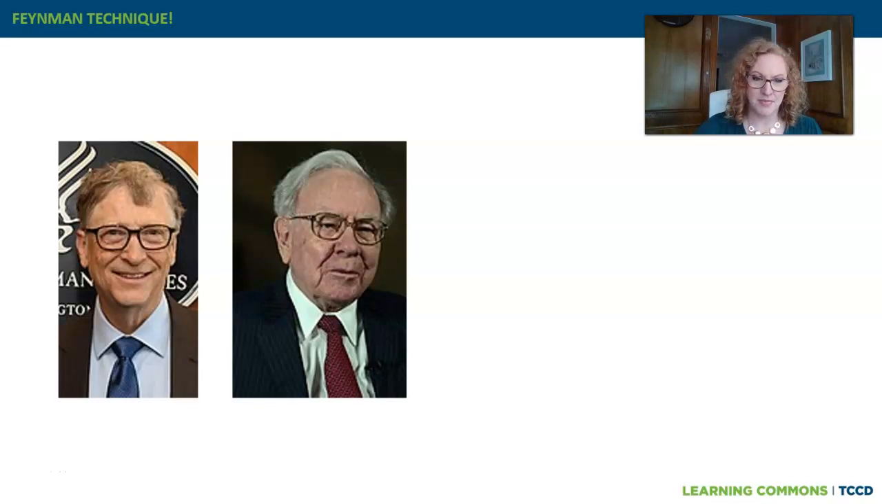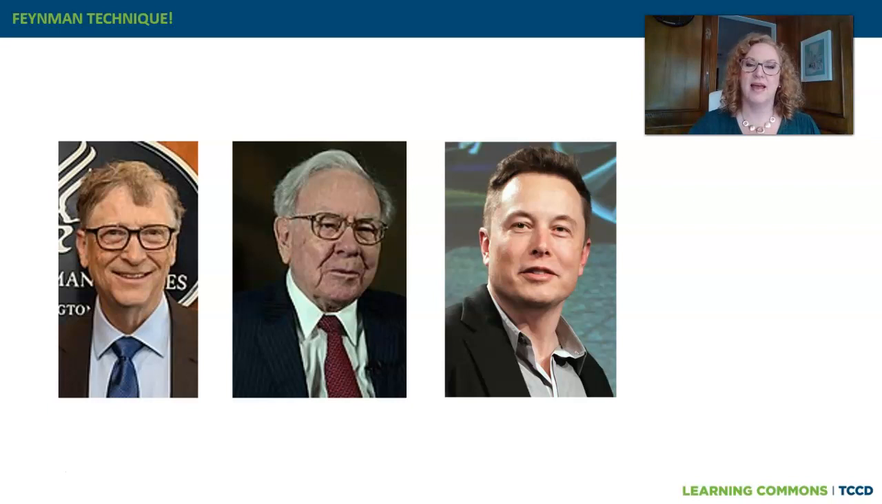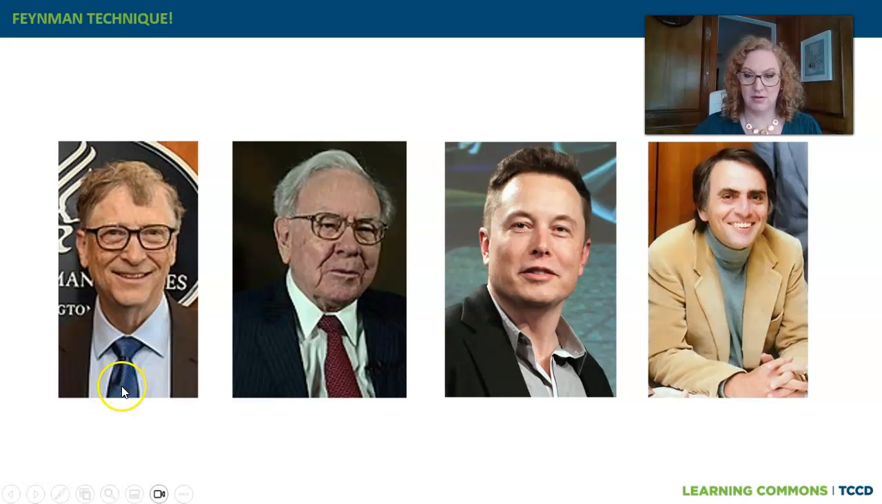Next one, who's this? You may have had more trouble with this one. This is Warren Buffett, founder of real estate company Berkshire Hathaway and fourth richest man in the US. And voila, I'm guessing that, love him or hate him, everyone knew that this is Elon Musk, co-founder of six companies and the richest man in the world. And finally, can you guess this man's name? Meet Carl Sagan, astronomer and cosmologist. He was the author and co-host of Cosmos.